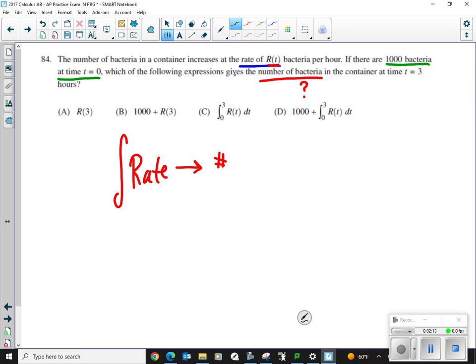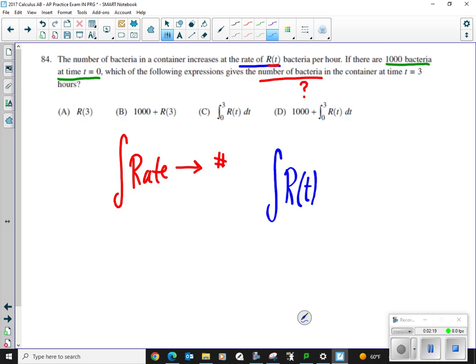Why am I not using the calligraphy pen? It's so much cooler. So I need to integrate my rate, R(t) dt, at time 3. So from 0 to 3, I want to add up all of this. Integration is area under the curve. I'm going to add up all those values and get a number from the rate. So I know it has to have an integral in it. It can't be A or B, maybe C, but look, this has this here as well.